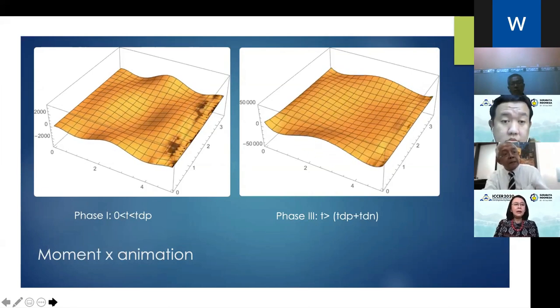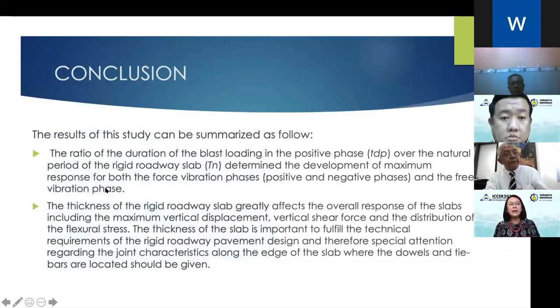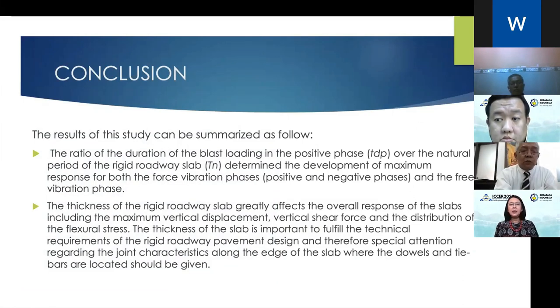Okay, now we come to the conclusion. The results of this study can be summarized as follows. The ratio of the duration of the blast loading in the positive phase, TDP, over the natural period of the rigid roadway slab, TN, determines the development of maximum response for both the forced vibration phases, positive and negative phases, and the free vibration phase.